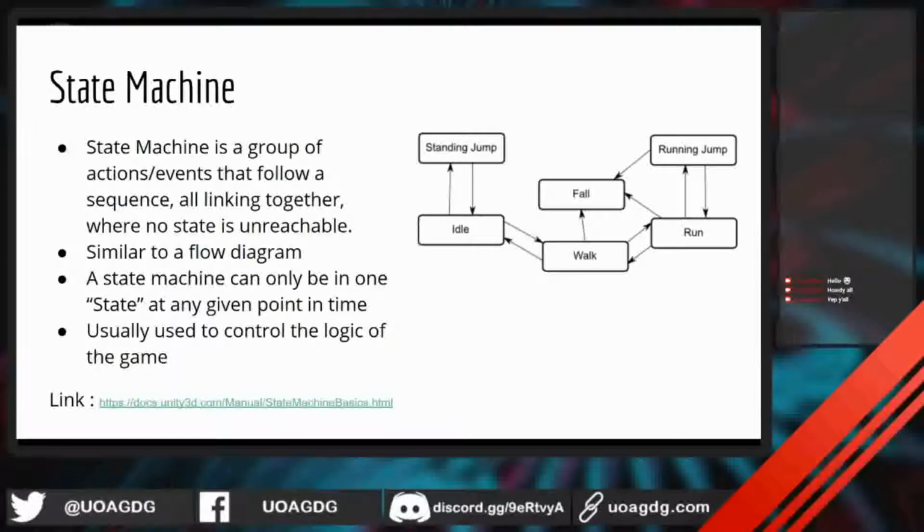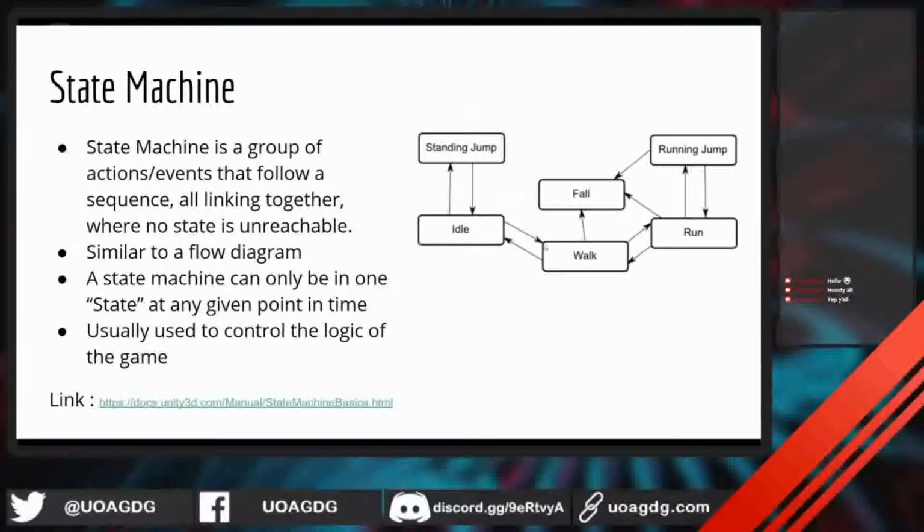Similar to a flow diagram, usually if you only have one state machine, it can only ever be in one state at a given point in time. And it's just controlling the logic of the game.